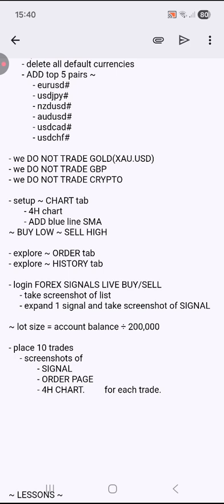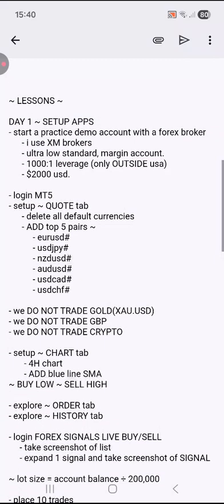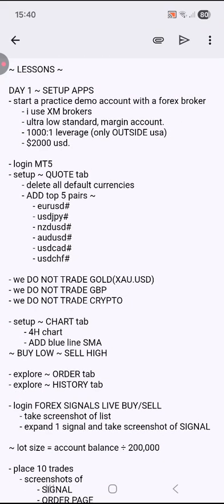We took 3 screenshots: of the signal, of the order page with the trade placed, and this screenshot of the 4-hour chart with the trade placed, okay? So that was a great day one. I know it was long. I know it might be boring, but if we get the practice in and we get it habitual, we want boring. It makes us better traders.